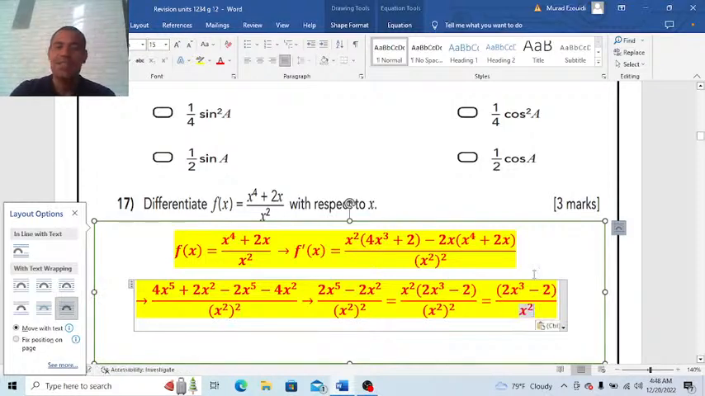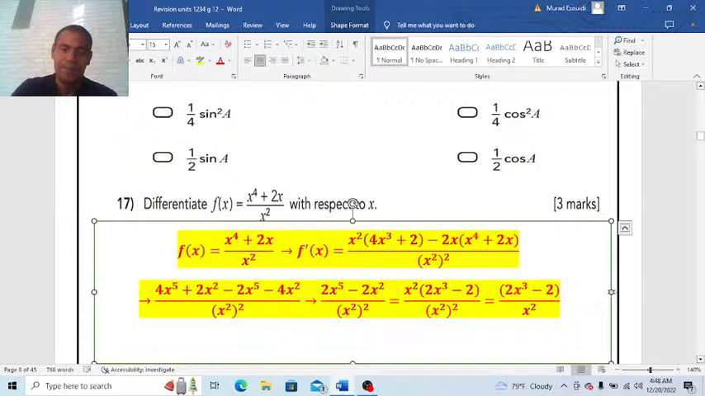Okay. So this is the last answer, learners. This is the first derivative of the function. This is 3 marks, so it's easy for you to do it. And I will just let you remember that the first derivative.